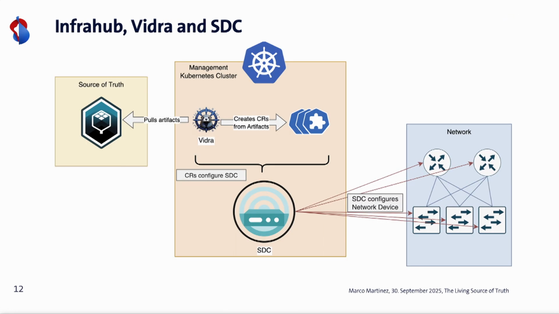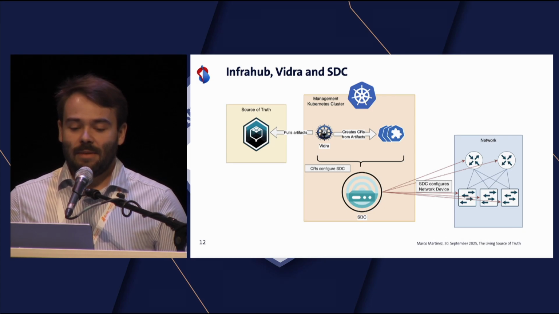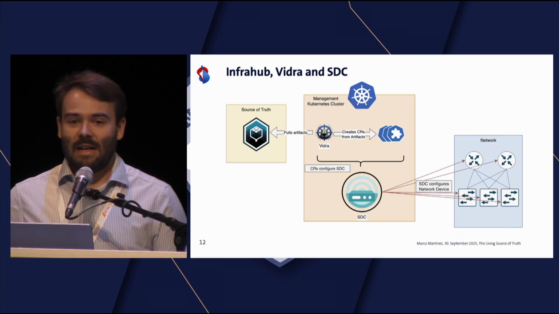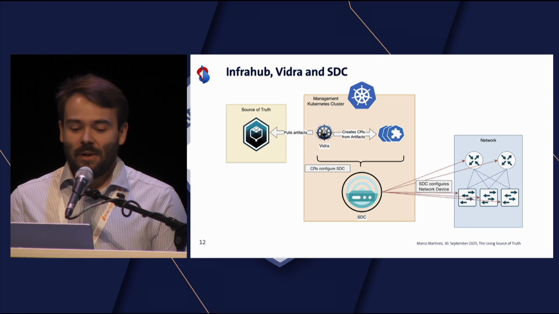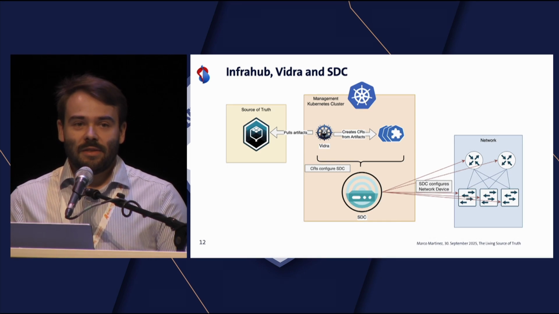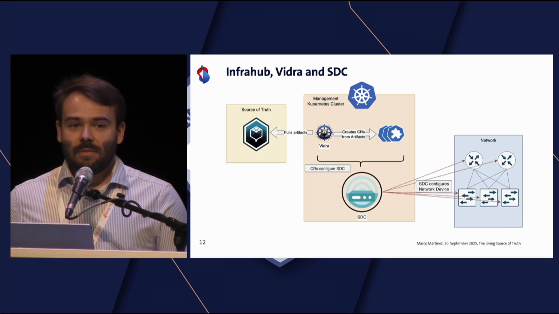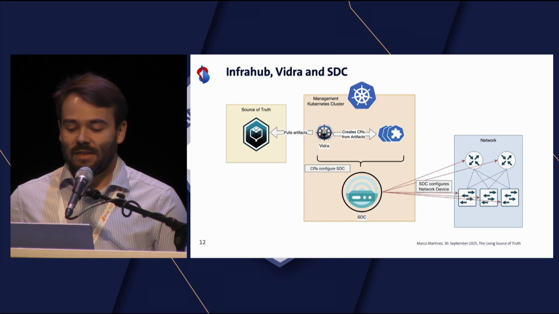Nice. So what we have right now, we have our data in the source of truth in Infrahub, and what we built now is the right-hand side, which is running on a Kubernetes cluster. And there's an operator that pulls our artifacts from Infrahub, and then the artifacts actually configure SDC. SDC is Kubernetes native, and the custom resources define what SDC is doing, and then it defines the network itself.